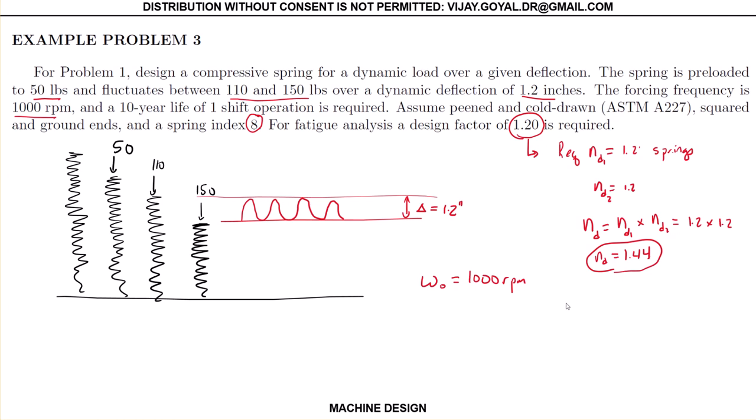The problem says C is equal to 8. We really do not know your diameter, so we need to start with something. Let's start with the initial guess from your static analysis. So the initial guess would be from static, okay? From problem number one.